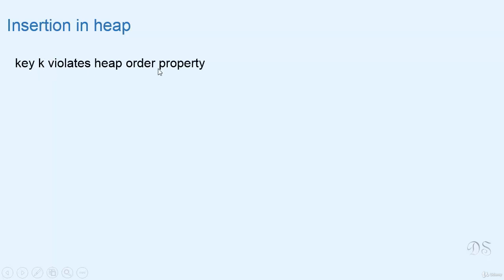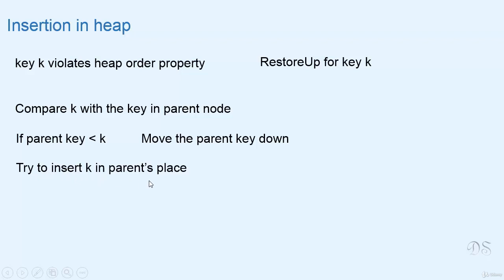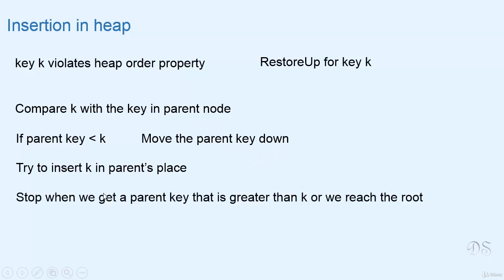Suppose k is the key that is violating the heap order property and has to be moved up. So we'll perform restore up for key k. We'll compare k with the key in the parent node, and if the parent key is less than k, then we'll move the parent key down to the node where k is present. After this, we'll try to insert k in the parent's place by following the same procedure of comparing with the parent node and moving the parent key down. This procedure will stop when we get a parent key that is greater than k or we reach the root node. Now let's understand this with the help of examples.